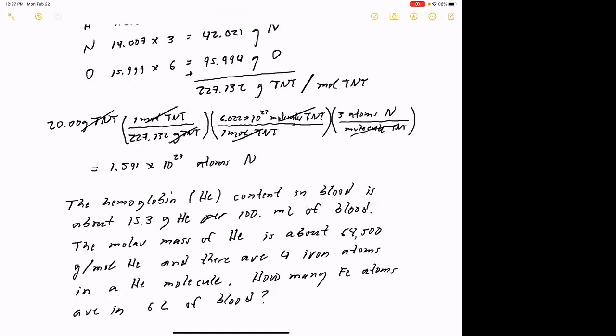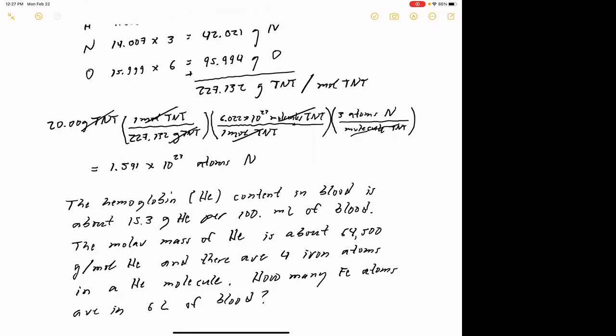The hemoglobin, and by the way, the hemoglobin in blood is the part that carries the oxygen in your blood. So it's really important to your respiration and getting your oxygen to where it needs to go in the body, right? So hemoglobin count in blood is important. It says the hemoglobin, I'm going to just reference that as Hb. It's not helium in this case, but rather hemoglobin.